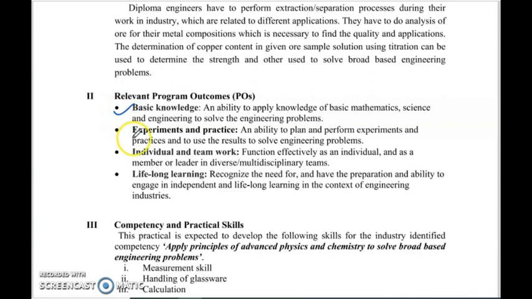The basic knowledge required for this experiment is ore, mineral, and various ores of copper. Next, experiment and practice: you must be able to perform the experiment individually and in a team. You must be able to handle all the glassware, concentrated chemicals and reagents individually, and in a group also you are supposed to perform the experiment. Individual and teamwork, as I have explained. And lifelong learning skill is also necessary for this experiment. Lifelong learning is an ability which develops a research attitude in you, students.